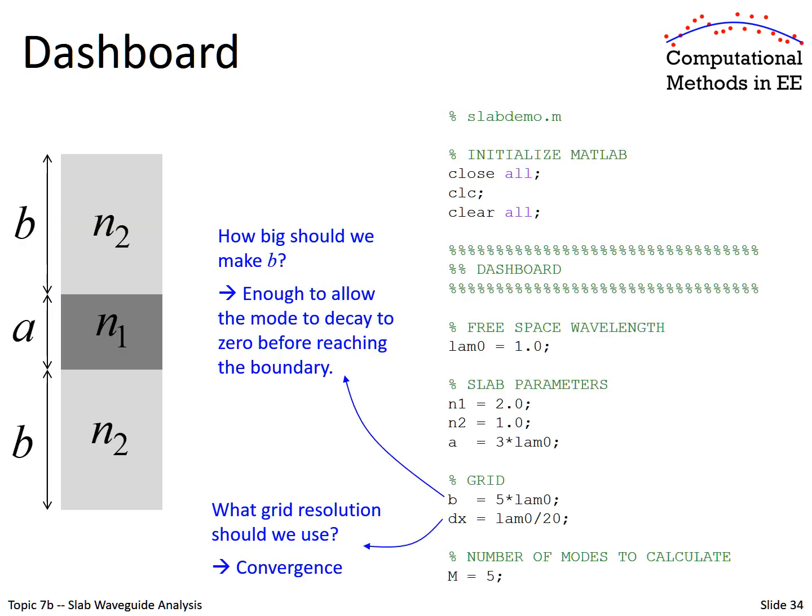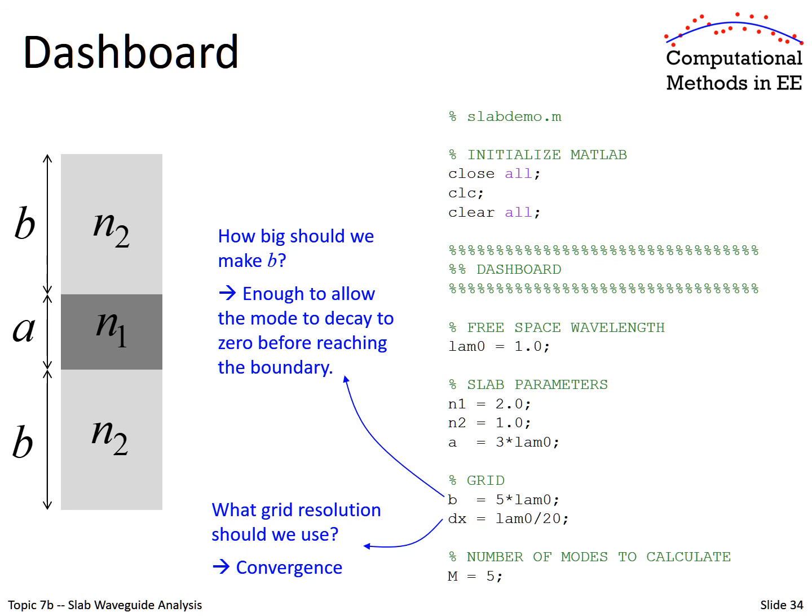So what we can see is up front, we have our initialization where we're closing all the figure windows, clearing the command window, clearing memory, and we enter our dashboard. The first thing we'll give it is our free space wavelength. I'm just calling this 1, and there's no units here. That could be 1 meter, 1 nanometer, 1 anything. And the reason we're allowed to do that is we will put all of the dimensions of our waveguide relative to a wavelength. So we'll be expressing A and B in terms of wavelengths. And in electromagnetics, things are scalable, so this works.